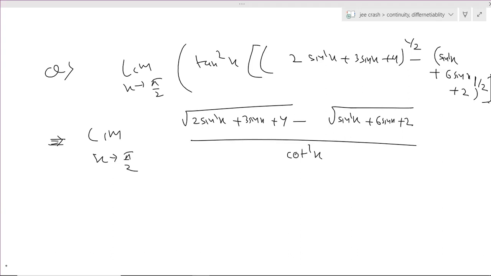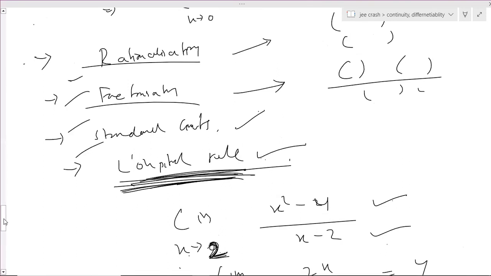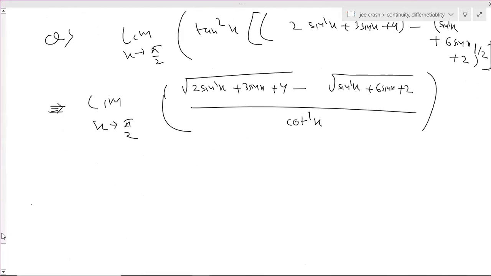Can I write it like this? Yes, sir. So can anyone tell me what method shall I use in this question? See, whenever you see root type of things, root x plus root y, or this in division, then most probably what is going to be used? Rationalization. All right.